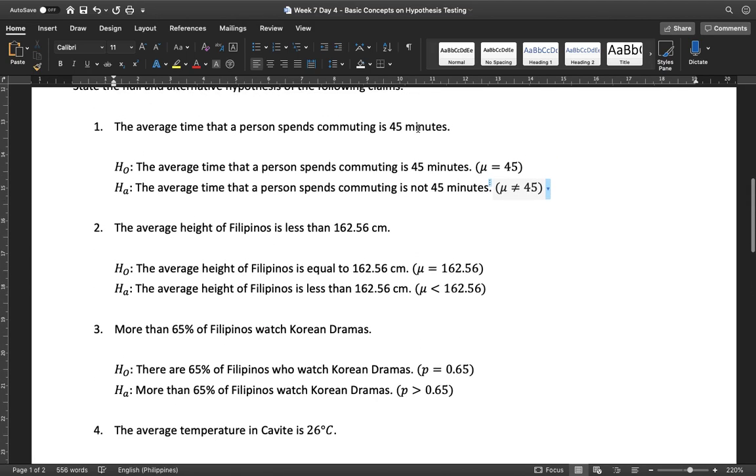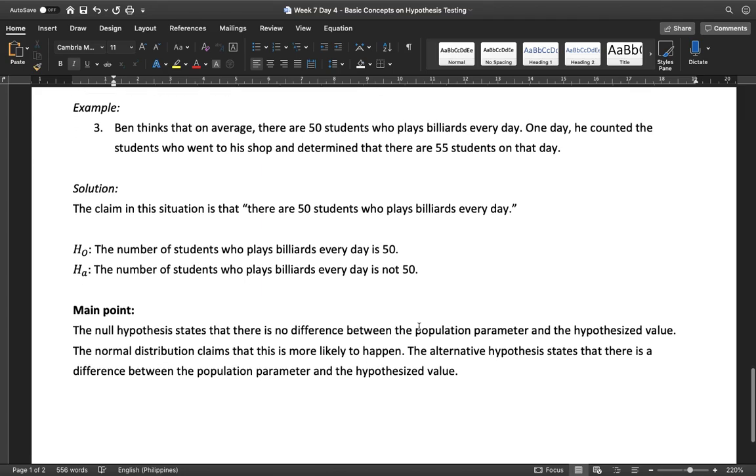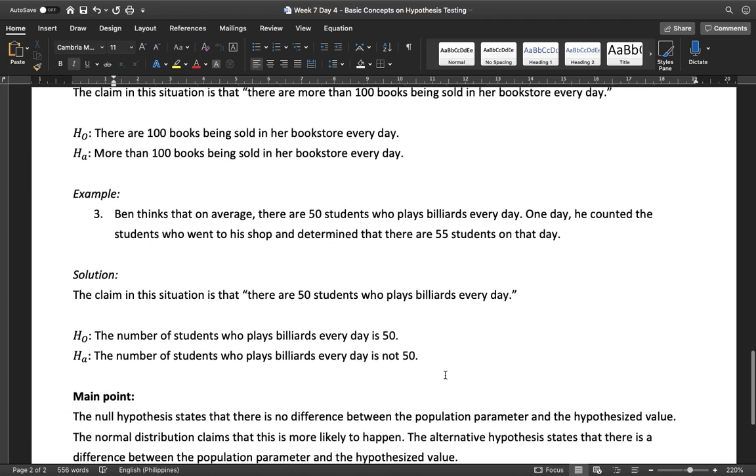So, we start with the claim, then we determine the parameter. So, dito, parameter natin, commuting, height of Filipinos, watch Korean dramas, and temperature in Cavite. The hypothesized value, yung value na to. Yan, yung mga values na yan. The null hypothesis suggests that the parameter and the hypothesized value are equal. So, equal. And the alternative hypothesis suggests that they're not equal. Could be not equal, could be less than, could be greater than. So, bottom line natin, meron pa itong mga examples, we study about them, okay?